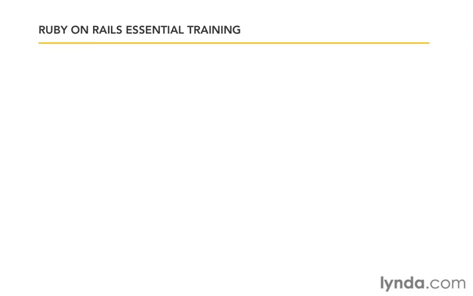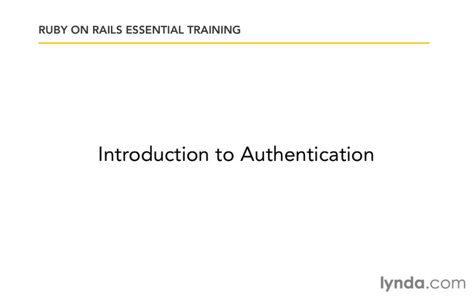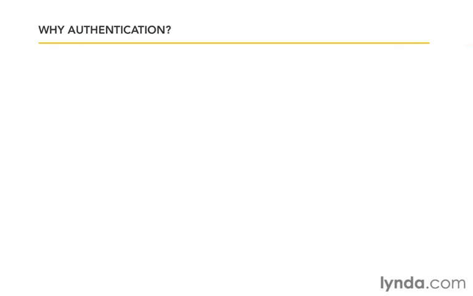In this chapter, we'll learn to restrict access to a portion of our application so that only users who log in with a valid username and password can gain access. We call this process user authentication.